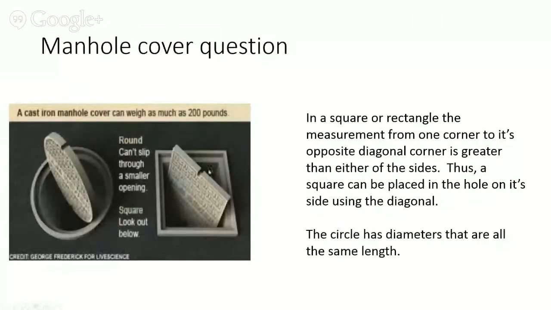What you see here in the square hole, the square manhole cover is able to fit in on the sides, but the circular manhole cover is not able to, and the reason being that the diameters are all the same length. Right, interesting. And there was a lot of other interesting information that also came out from various students.